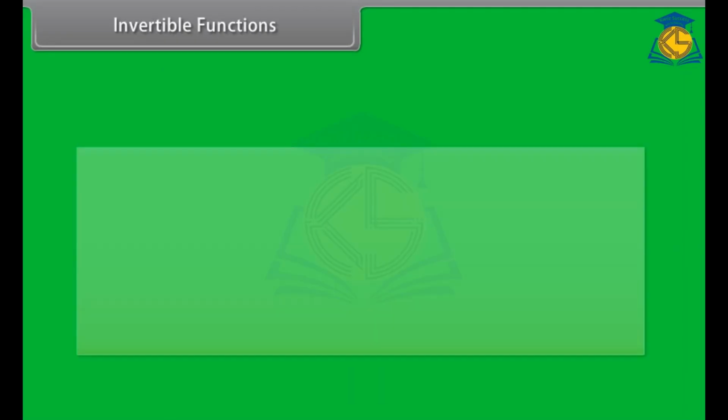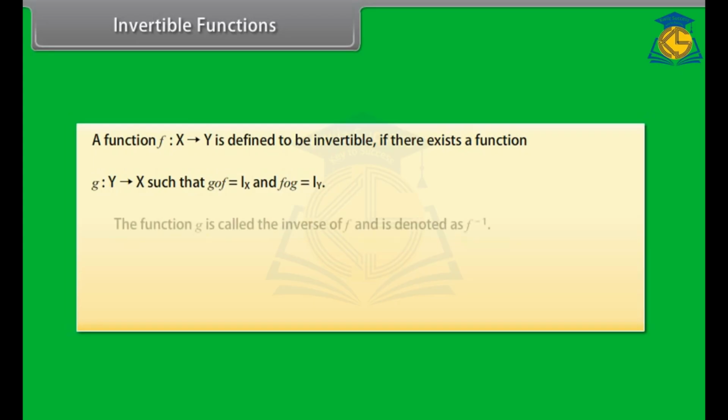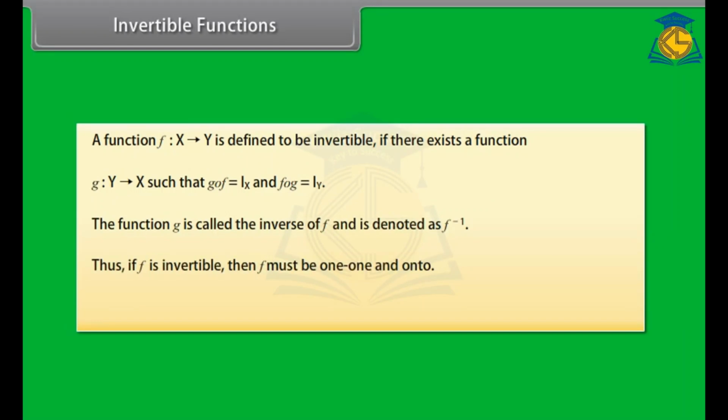Hence proved. Invertible functions. A function f from X to Y is defined to be invertible if there exists a function g from Y to X such that g of f is equal to I X and f of g is equal to I Y. The function g is called the inverse of f and is denoted as f inverse. Thus, if f is invertible, then f must be 1-1 and onto. Conversely, if f is 1-1 and onto, then f must be invertible.